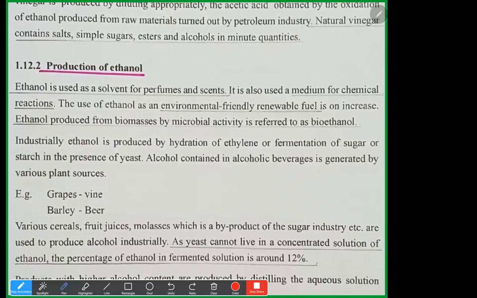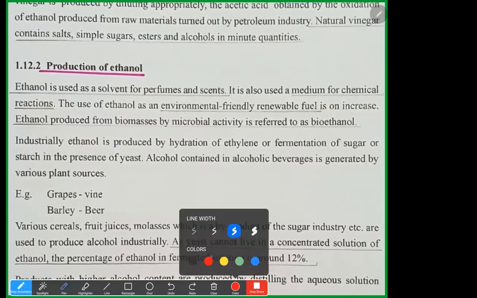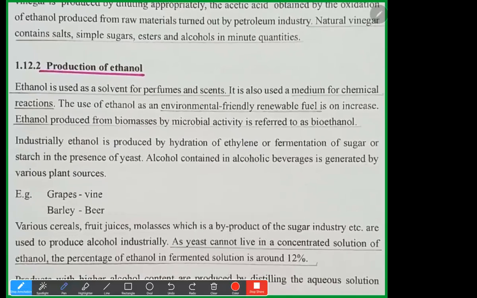Production of ethanol is the next part, which is really important in Sri Lanka. Alcohols. Ethanol is used as a solvent for perfumes and scents, one of its uses. It is also used as a medium for chemical reactions. The use of ethanol as an environmentally friendly renewable fuel is on the increase. So as a fuel, we also use ethanol.